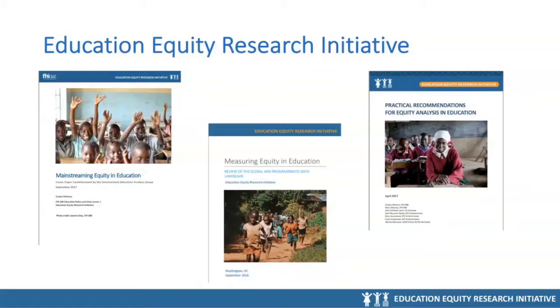We currently have task teams that focus on disability, gender, social emotional learning, and equitable education finance. In the past, before some of these task teams were more active, we focused a lot on measurement issues, and you can see some of the products in front of you that were produced mostly under the measurement work stream. We had a paper on mainstreaming equity in education, a landscape review on equity measurement, and then that led to some practical recommendations for equity analysis in education.